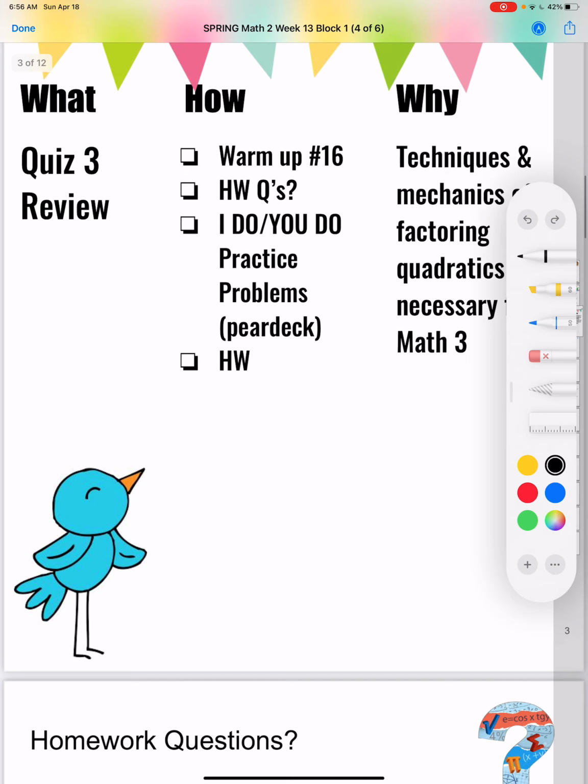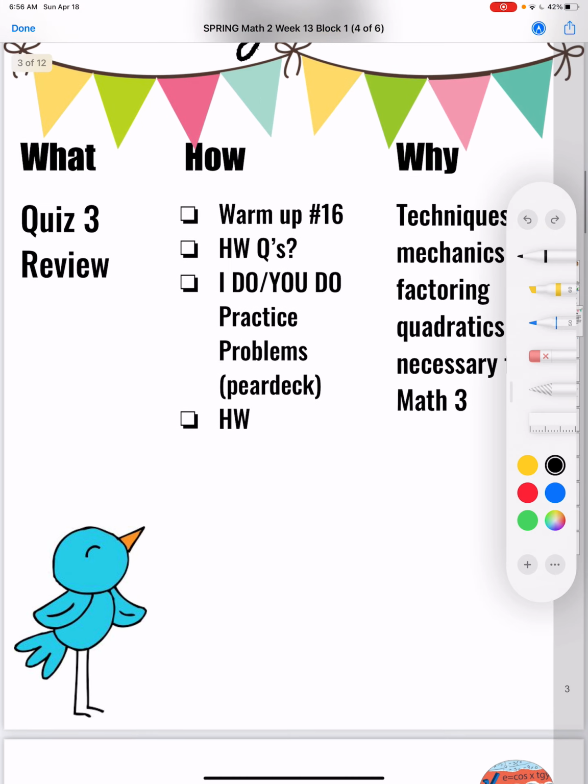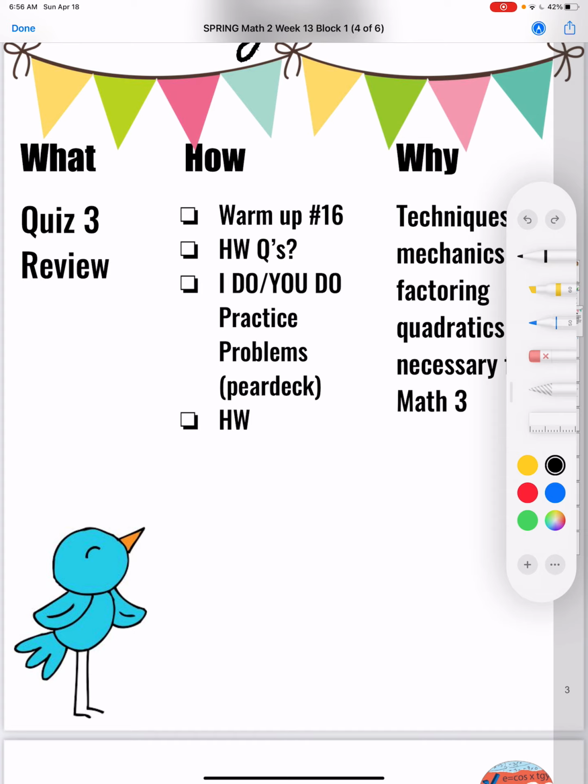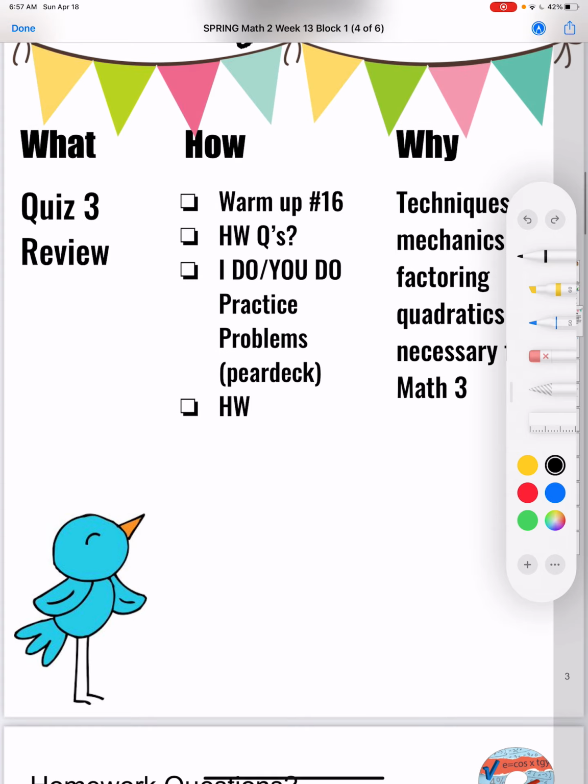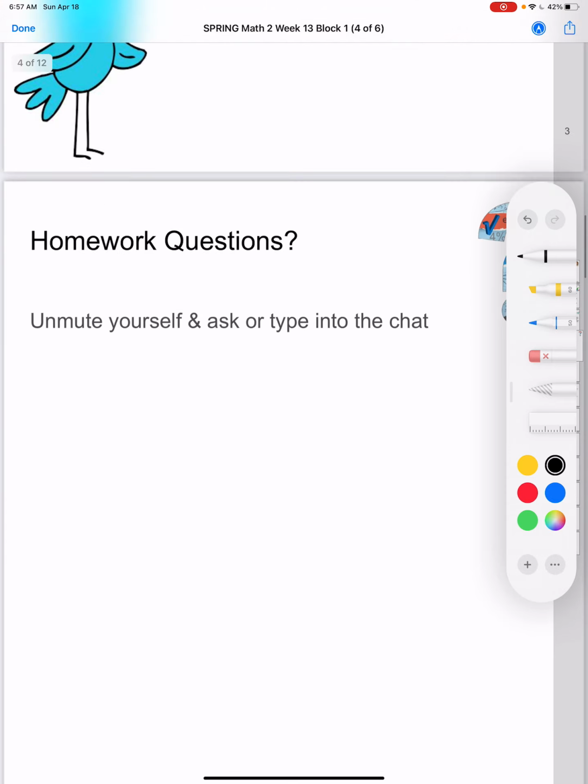All right, so for today, we're working on quiz 3 review. So as you know, you have quiz 3 later on this week. We're working on a review, so I've just put together a lot of practice problems for you guys. We're actually not doing these on Pear Deck since I'm not in class. Instead, you're gonna do these, like I said, on your own piece of paper and then upload them to Google Classroom. Whatever doesn't get done will be done for homework.